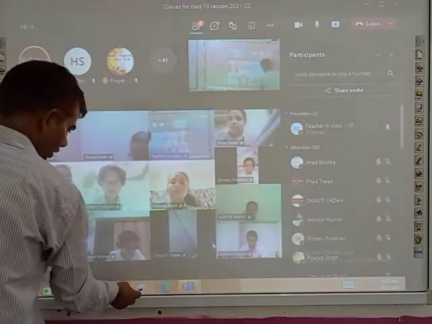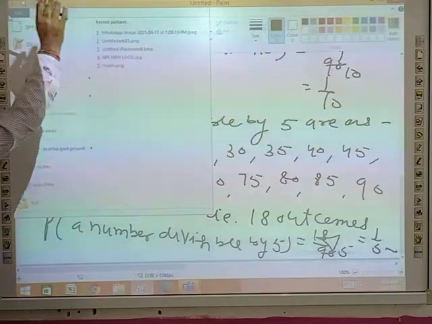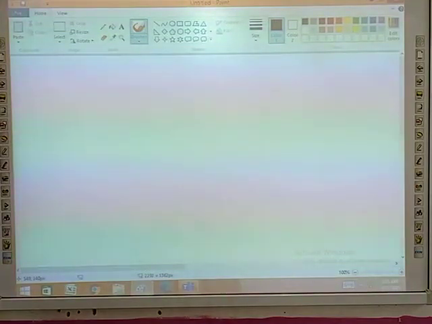Question number 20. Have you done this question? Now, suppose you drop a die at random on the rectangular region shown in figure 15.6. This circle that you observe is the die. What is the probability that it will land inside the circle with diameter 1 centimeter?